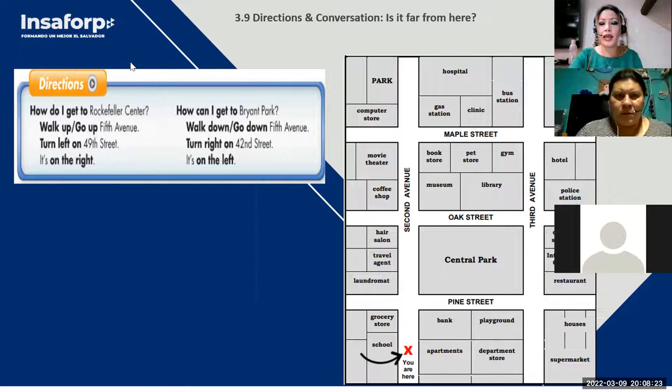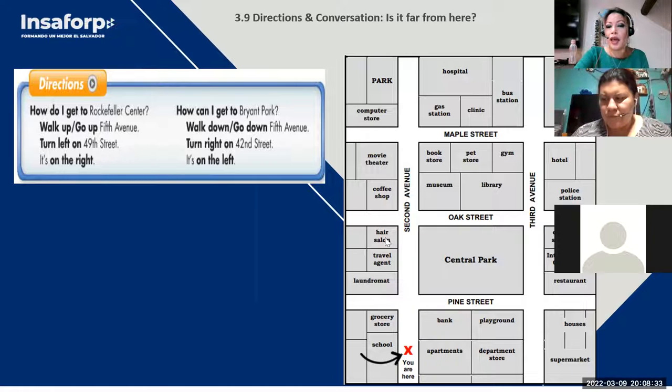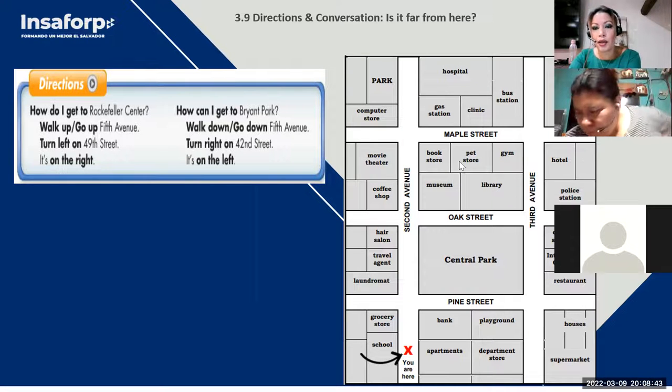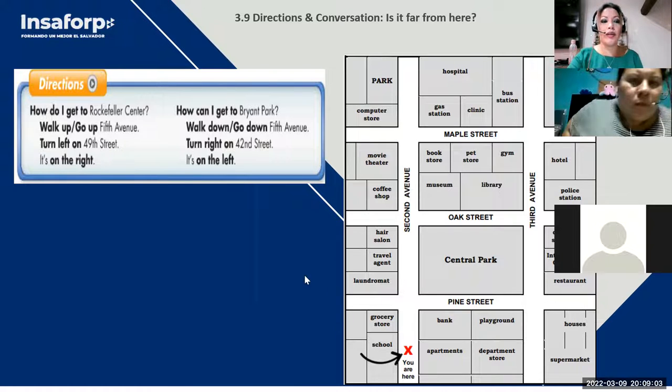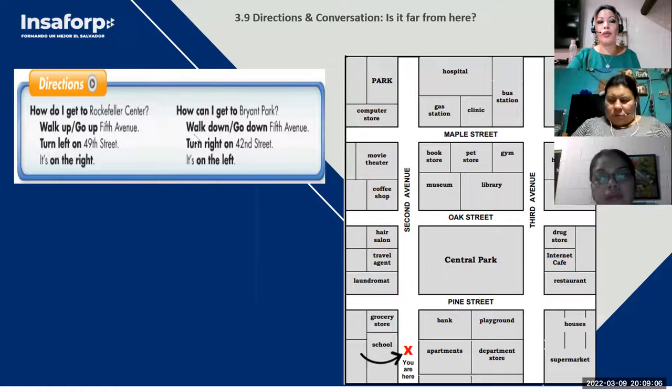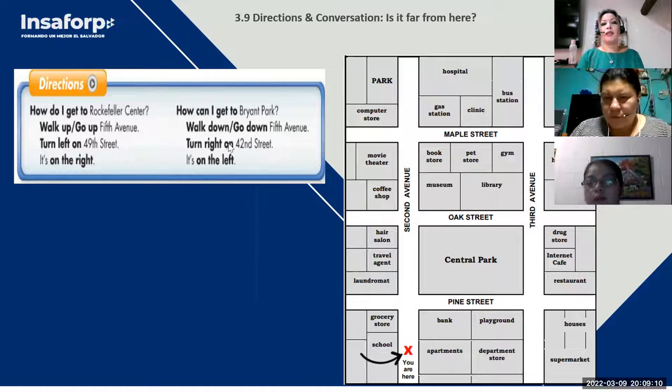Está bastante sencillo. Y ahí tenemos todos estos lugares para practicar. Tenemos school, grocery store, laundromat, travel agent, hair salon, coffee shop, movie theater, computer store, park, hospital, gas station, clinic, bus station, bookstore, pet store, gym, library, museum, central park, bank, playground, apartments, y department store. So pueden preguntar de cualquiera de estos lugares utilizando how do I get to o how can I get to y las expresiones que están acá.